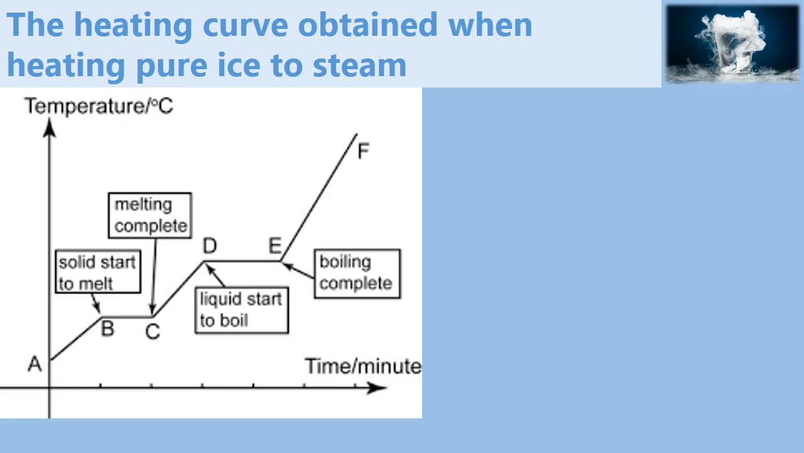As a summary of what we have just described, this diagram explains that at region B, the solid will start to melt, and by the time we get to point C, the melting is complete, and now we have a liquid. The temperature rises until point D, where the liquid starts to boil, and by point E, the liquid has completely boiled and formed a gas.